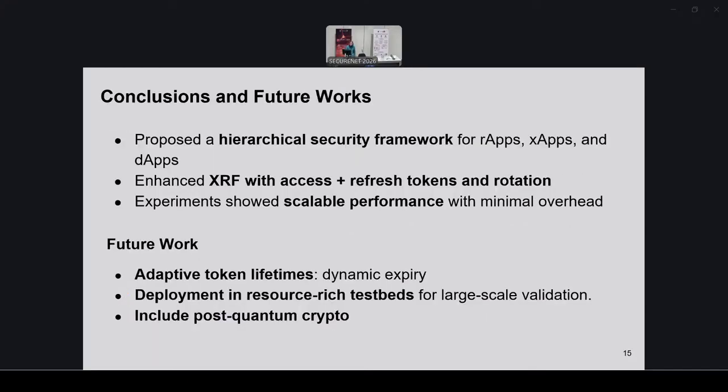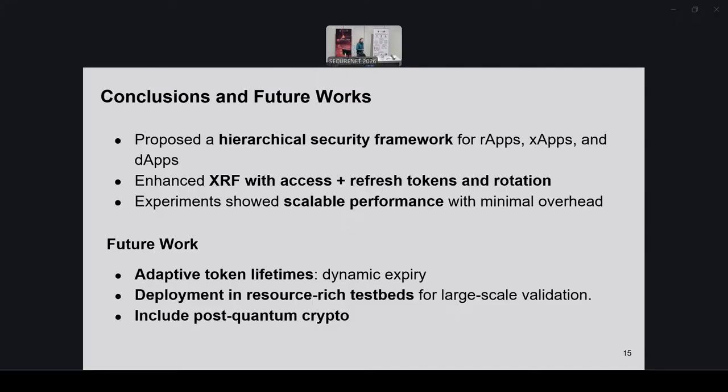Okay, so to conclude, we propose this hierarchical security framework. We improved the standard approach of the JSON Web Token with access and refresh mechanism and rotation mechanism. We also did the experimentation. It was just on simulation, working with microservices. But from this simulation, we could see that the impact on computational and communication cost is kind of negligible.